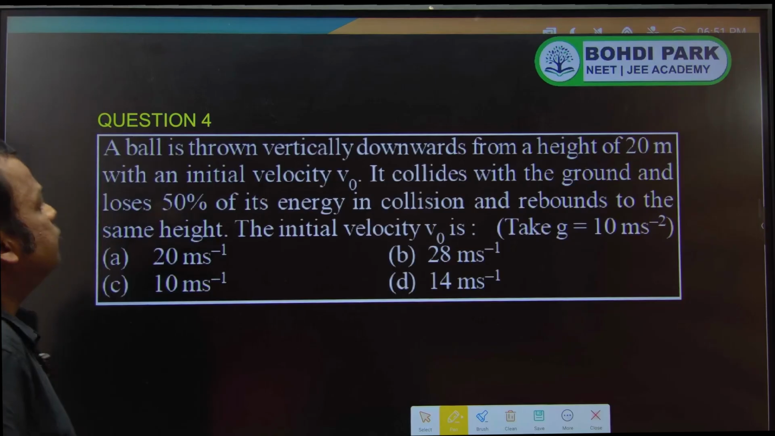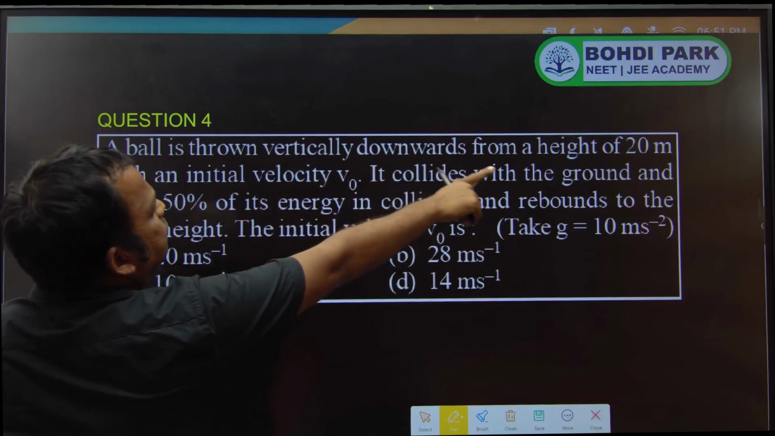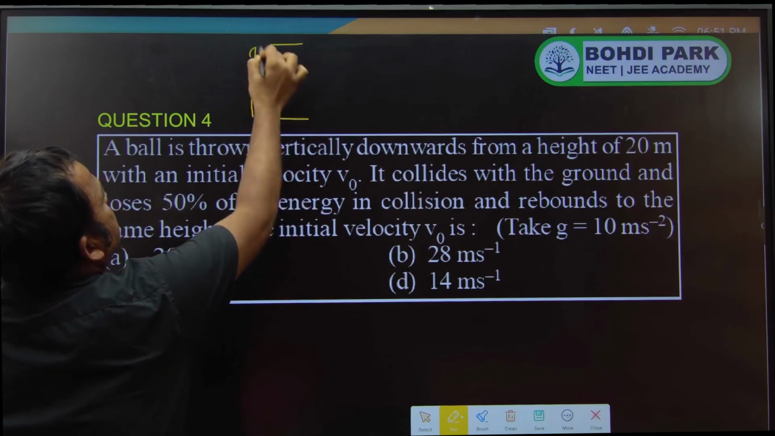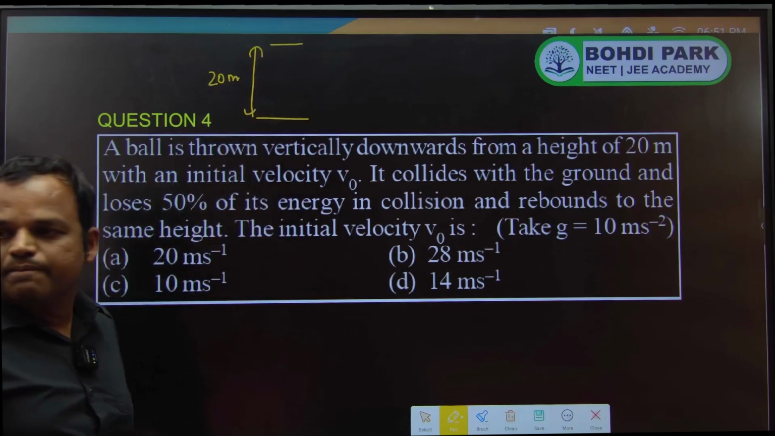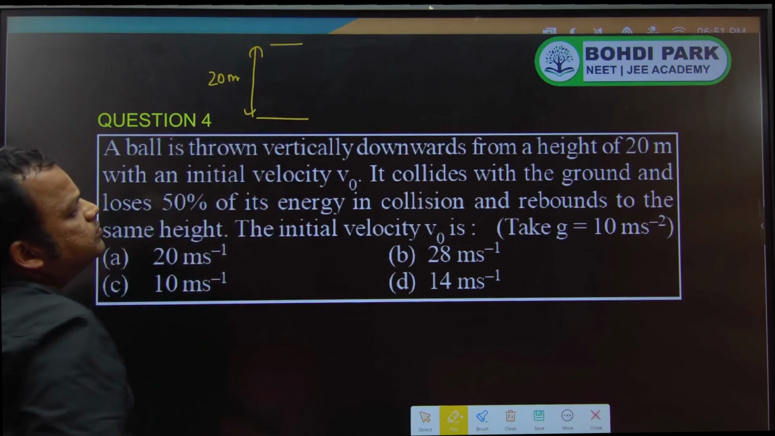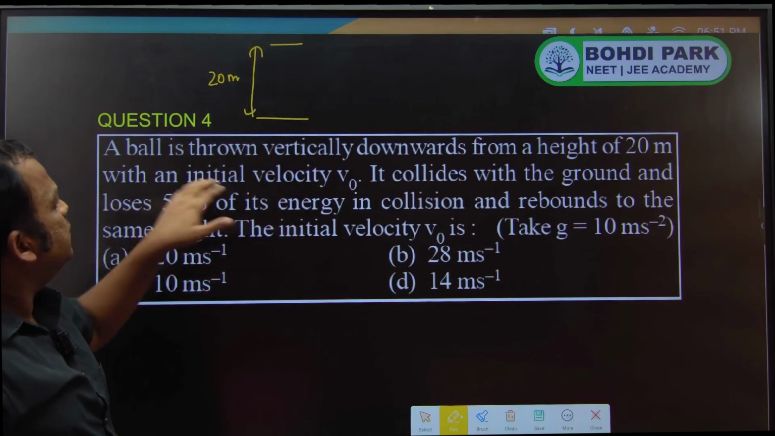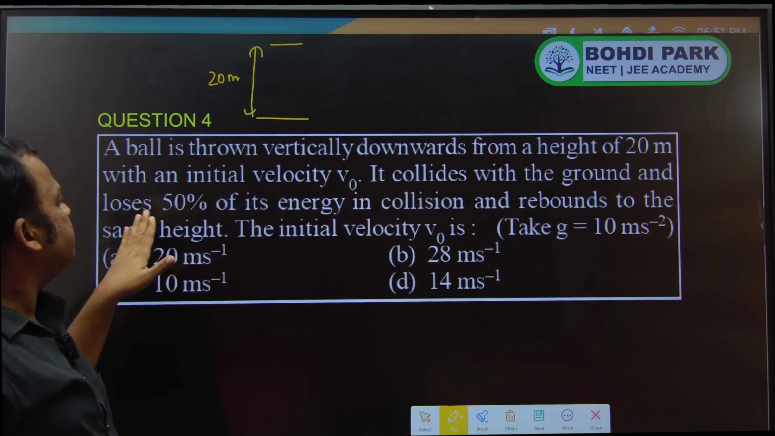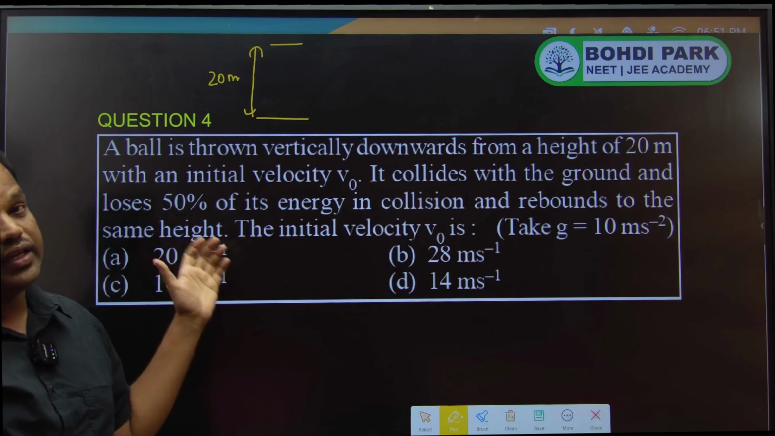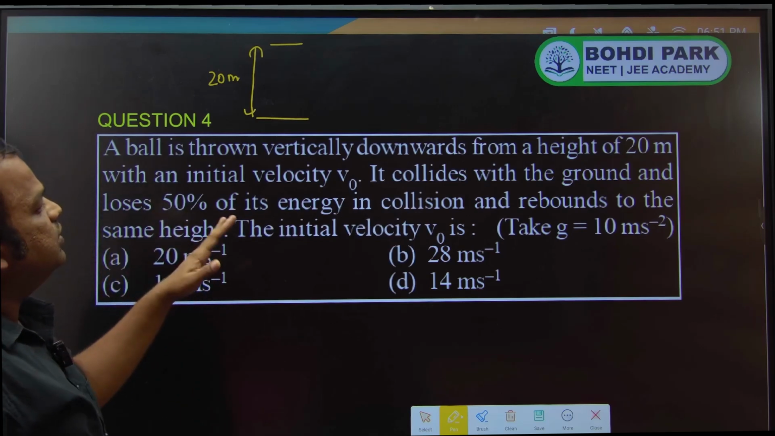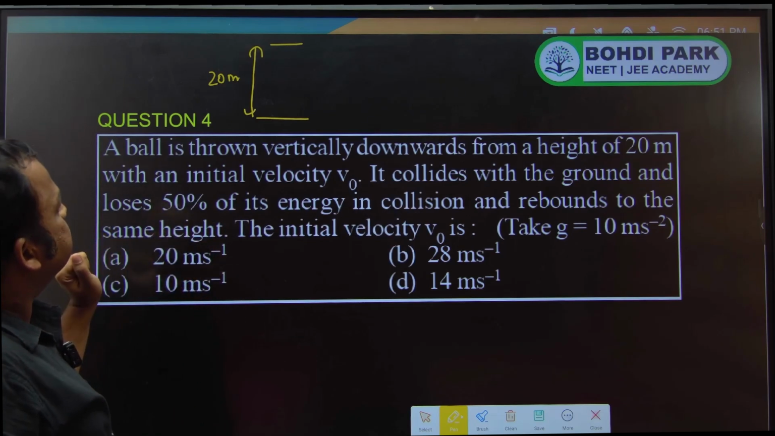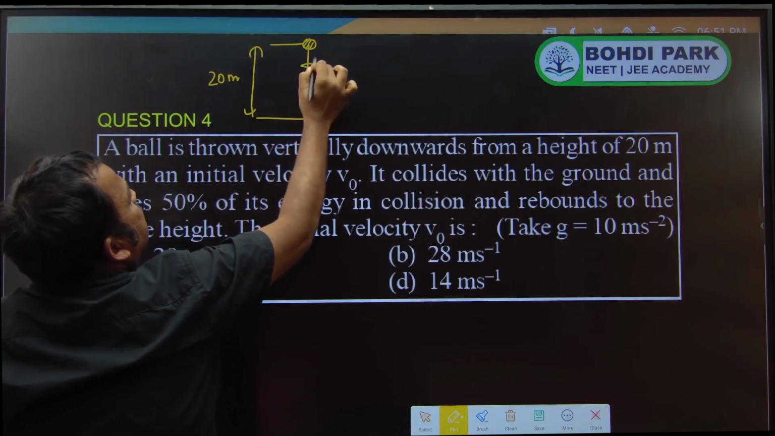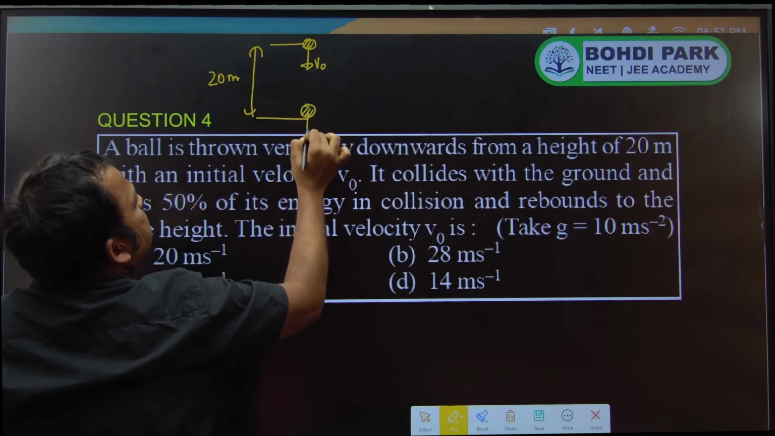In this fourth question, a ball is thrown vertically downward from a height of 20 meter. Suppose this is the 20 meter height, and the ball is thrown from here with initial velocity v naught. It collides with the ground and loses 50% of its energy, meaning kinetic energy is lost 50%, and rebounds to the same height.